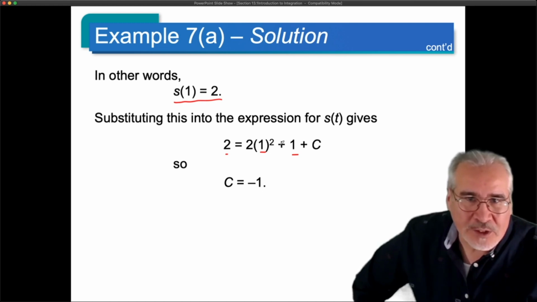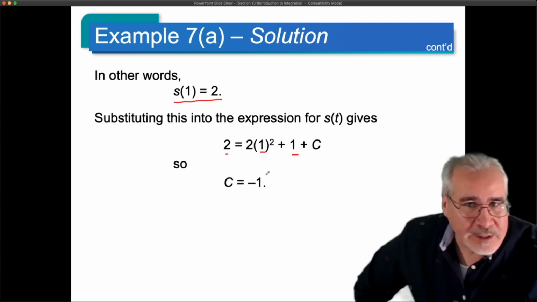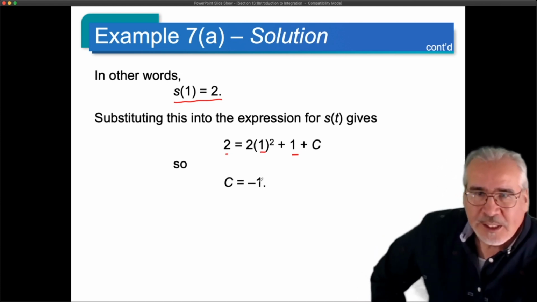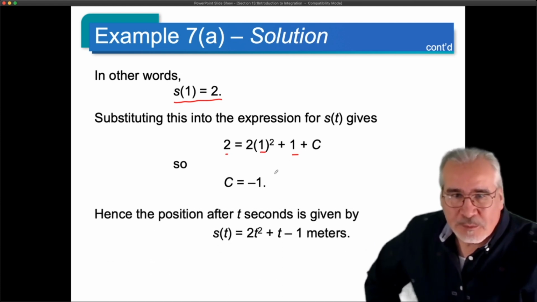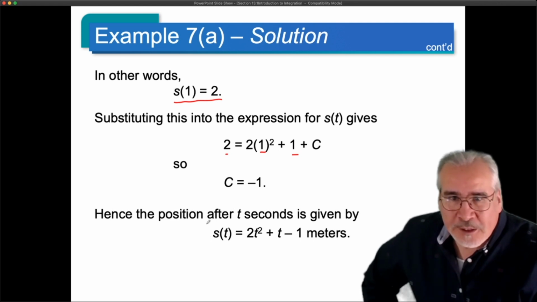This one over here gives you 2 plus 1, that's 3. Subtract 3 from 2, you get negative 1. That's what our constant is. So then it gives us the full deal.